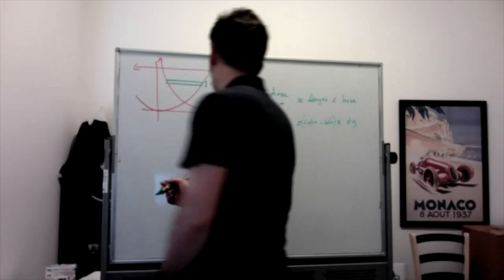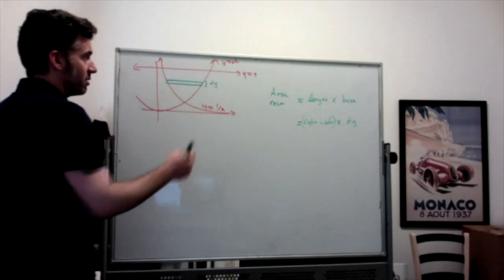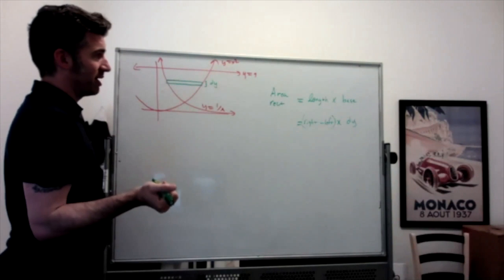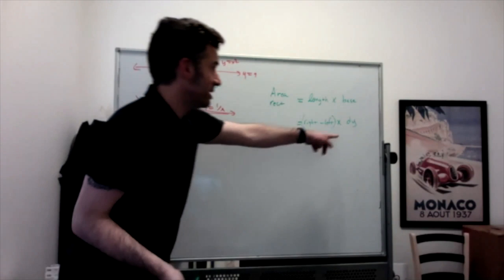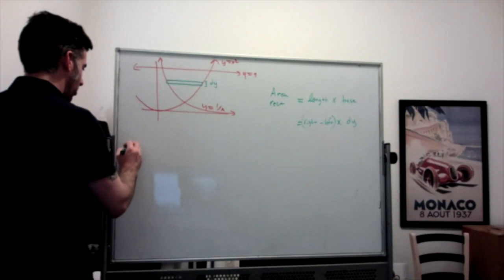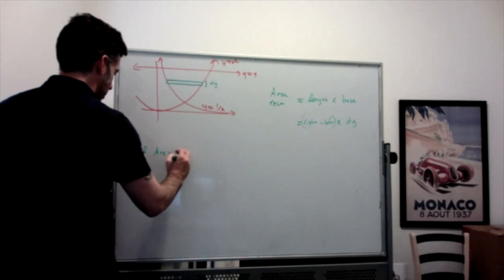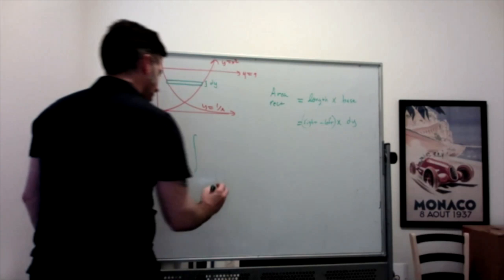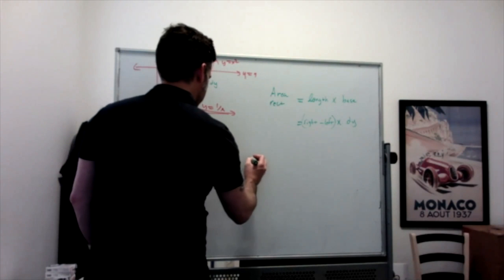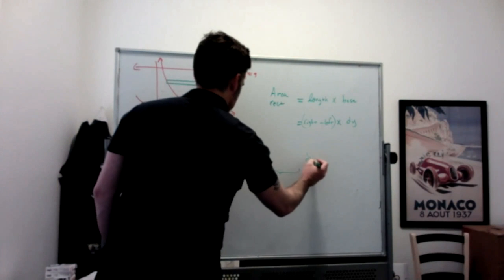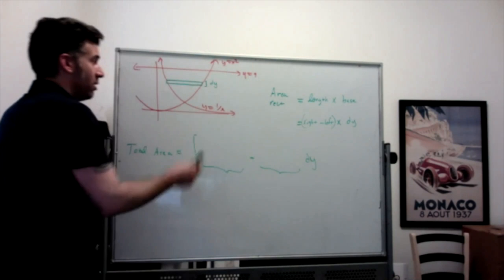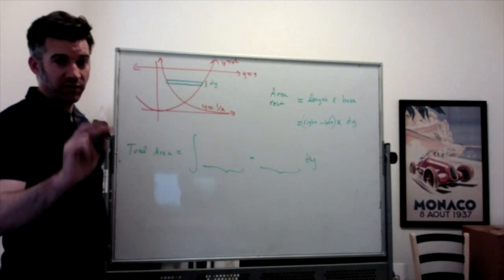So my right function was y equals x squared, but again, we have to do things in terms of y because we're going to have a dy. So my total area is going to be the integral of some right function minus some left function dy. The right function is y equals x squared. We have to solve for x.